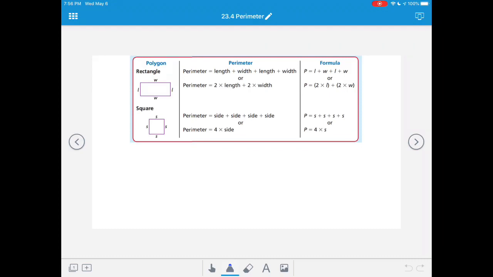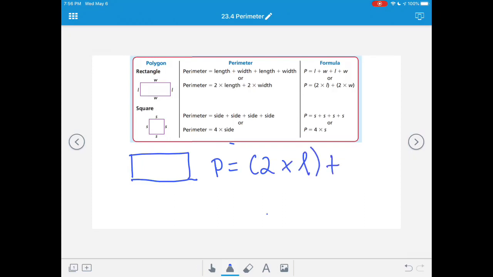Now, rectangles and squares have special formulas for the perimeter. It all means the same thing, just adding together all of the outside side lengths. However, squares and rectangles have another special way for the formula. So we're going to write this down together. So for a rectangle, the formula that you can use is P equals 2 times whatever the length of the rectangle is plus 2 times whatever the width of the rectangle is.